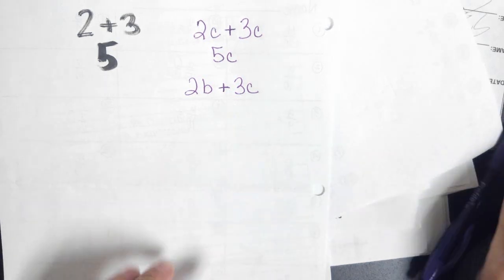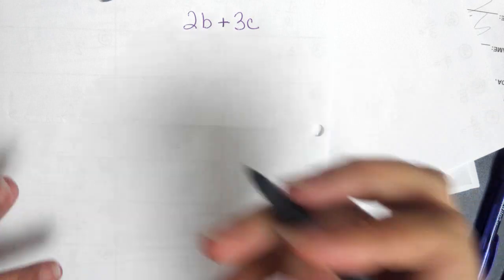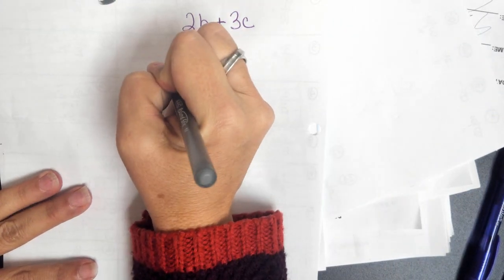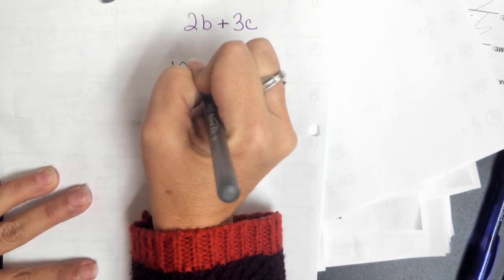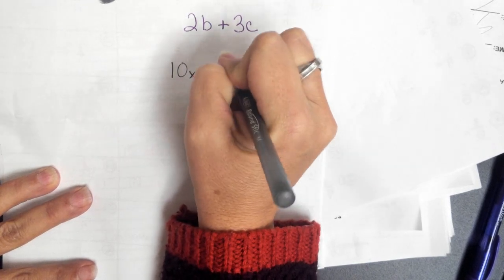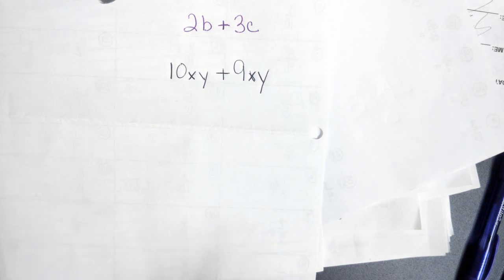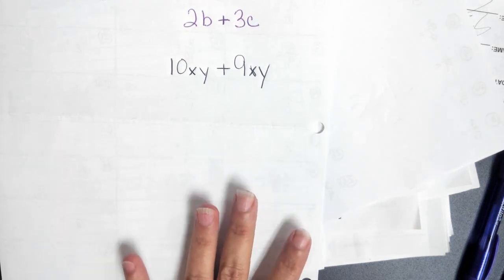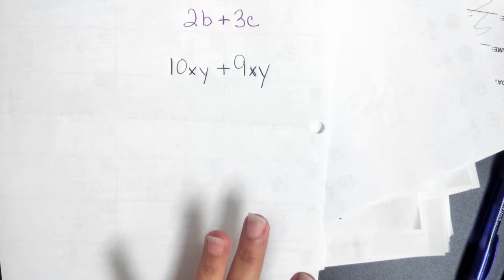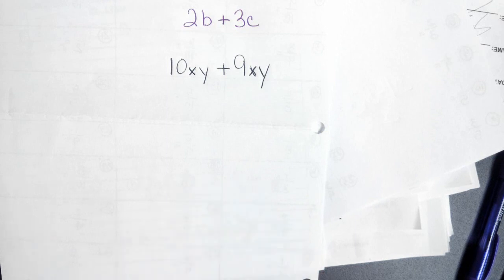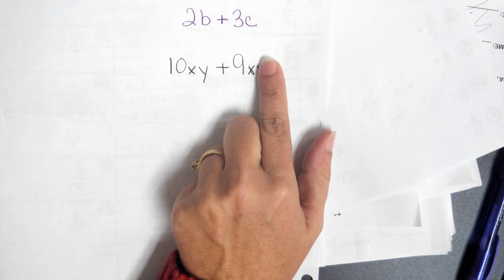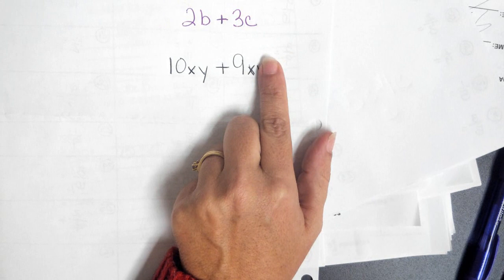Another one that has scared a few kids today is something like this. Let's say you have 10xy plus 9xy. It is 19xy. The only reason you can put them together is because they're both xy. If this one was just x, you couldn't put it together. I'm going to call it a pattern. It's got to have the same pattern of numbers or letters.